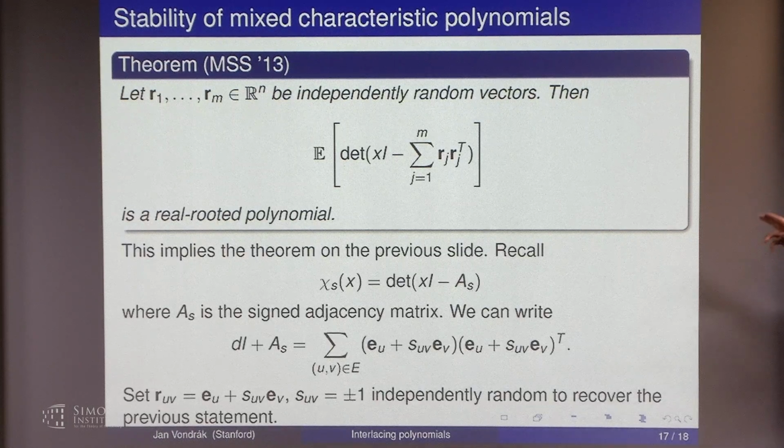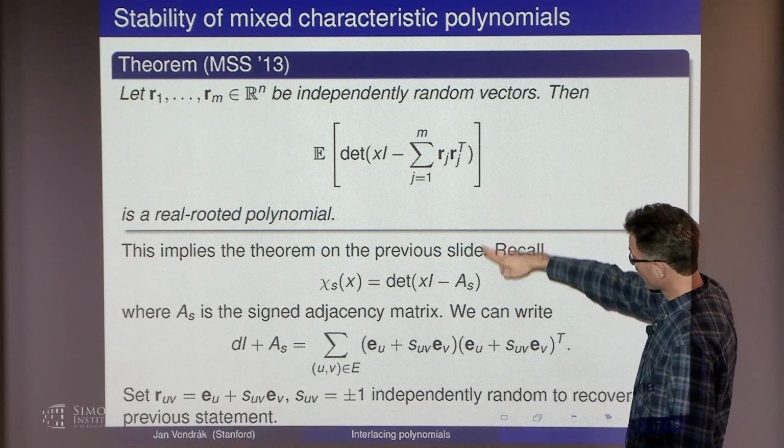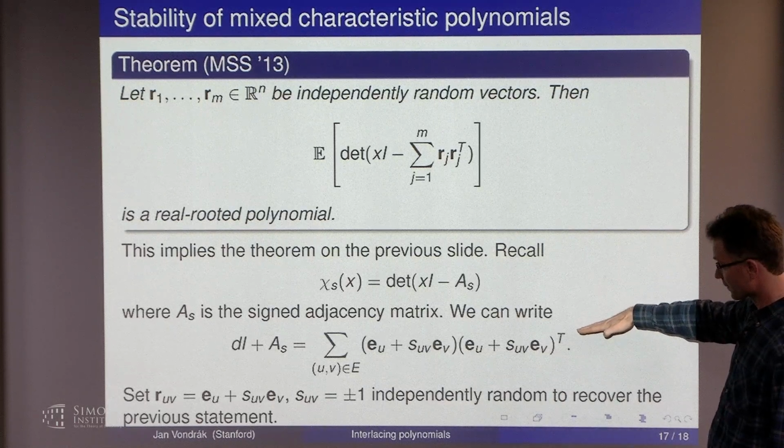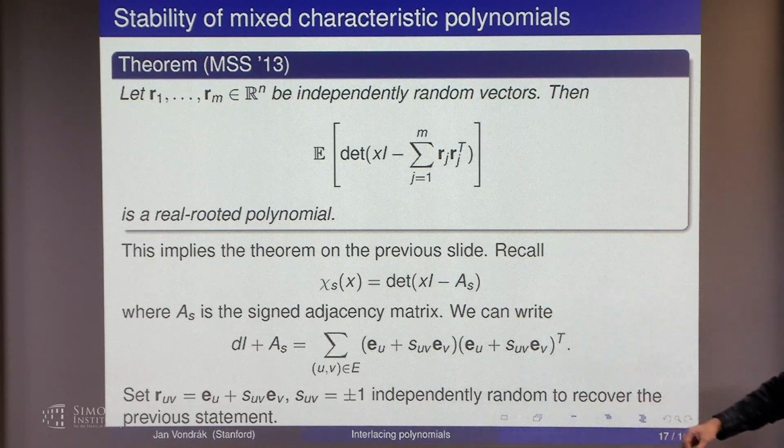So we can obtain the previous theorem from this one quite easily. If you remember, the relevant matrix in the previous theorem was the signed adjacency matrix. So what is the signed adjacency matrix? It has plus ones and minus ones for edges. It has 0 on the diagonal, so that's not very convenient. So it's actually convenient to shift it by d times the identity. You create the degrees on the diagonal, and you make it look like the Laplacian.